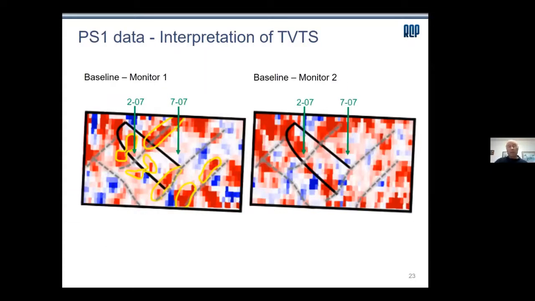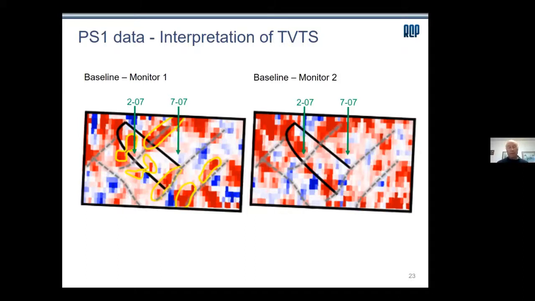In this case, the PS1 data, the shear wave is traveling parallel to the main fracture trends, which are to the northeast here. Just to the west of this, we have a thrust belt, and the transmission of stress, horizontal stress, is in this northeast direction.